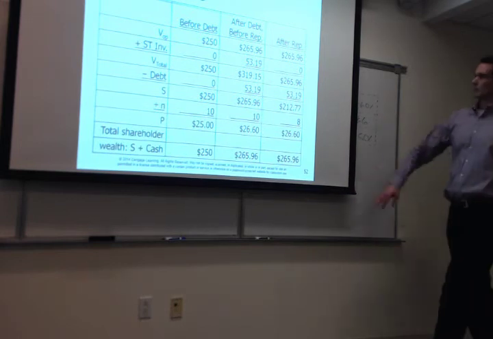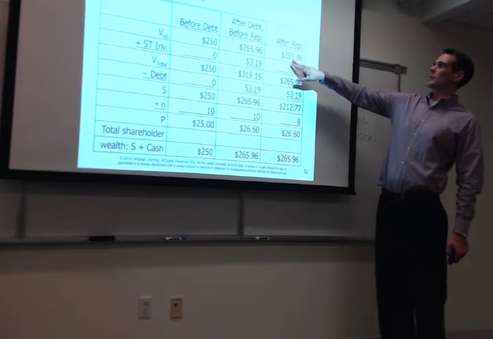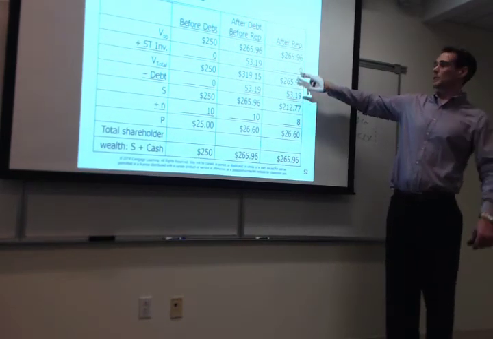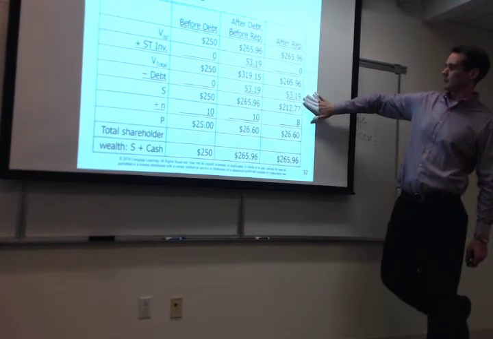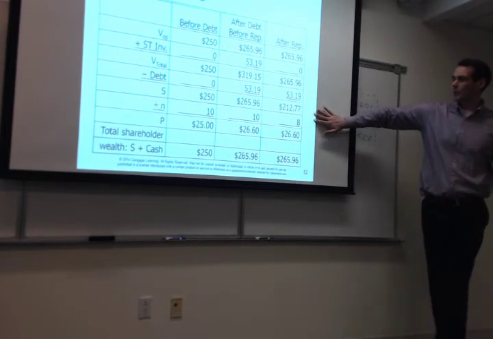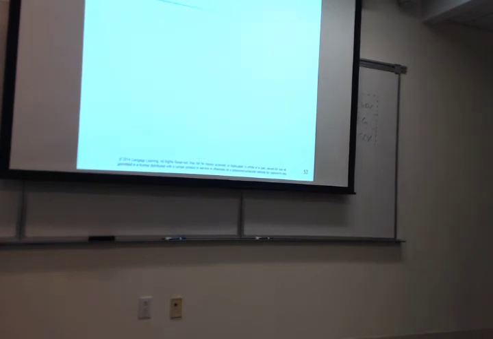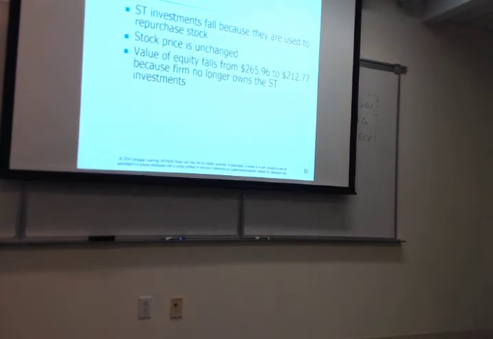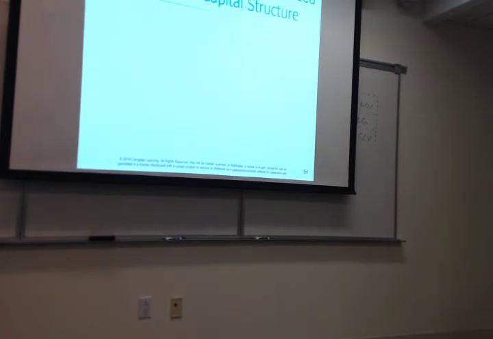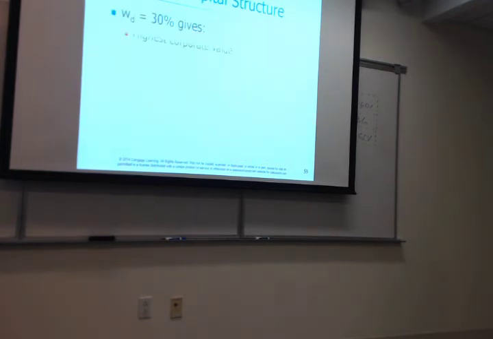And it's going to give us this final column. After the repurchase, our value is going to increase to $265 million because we become 20% debt. And $53 million is going to be owned by the debt holders. Leaves $212.77 for the equity holders. We have 8 million shares, $26.60. Key points: short-term investment fell because we used that to repurchase stock. Stock price is unchanged. And we've got some reserve borrowing capacity.